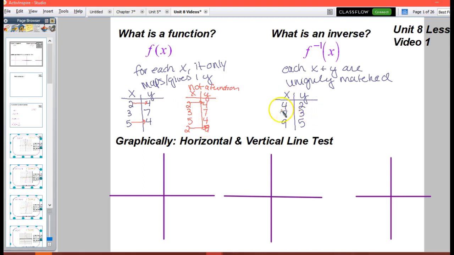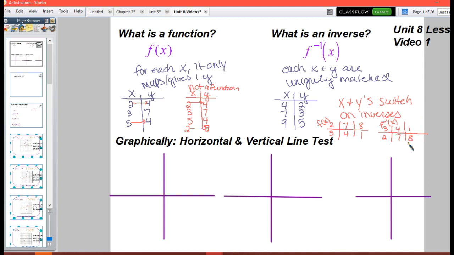Again, to be an inverse, all of these have to be unique. 4 can only go to 2, and 2 can come from 4. That's how we know it has an inverse. Also, one thing, the x's and y's switch on inverses. So, for example, if I had a table where you said, hey, 2 goes to 3, and 7 goes to 4, and 8 goes to 1, and this is the function, then its inverse would be 3 goes to 2, 4 goes to 7, and 1 goes to 8. They don't have to be in that order, but the x's and y's should switch if they're inverses.